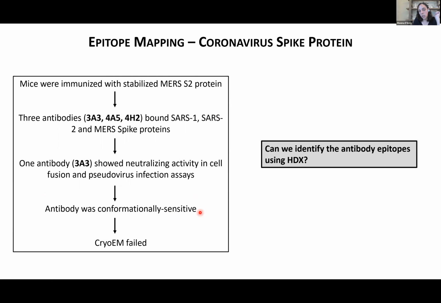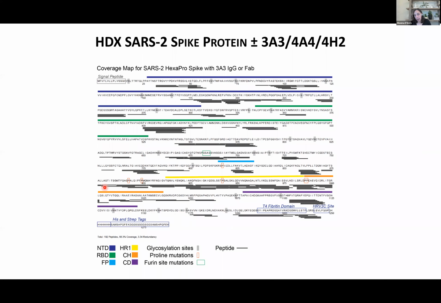We also showed that the antibody was conformationally sensitive. In other words, if we denatured the spike protein, it would no longer recognize it. But then we got stuck because even with one of the world's experts on cryo-EM of the spike protein, we were unable to get a structure of the 3A3 antibody bound to the spike protein. So the question was, can we identify the epitopes specifically of 3A3 using hydrogen-deuterium exchange, and could we do it very, very rapidly? So this is the coverage map that we obtained for the spike protein.